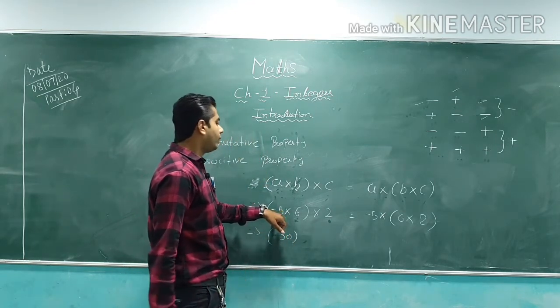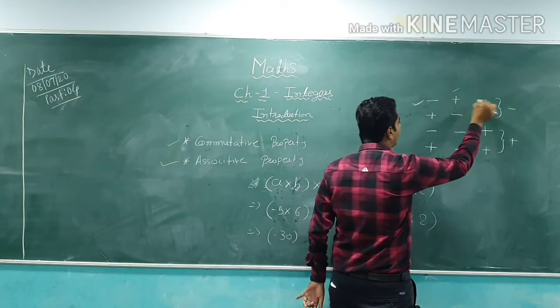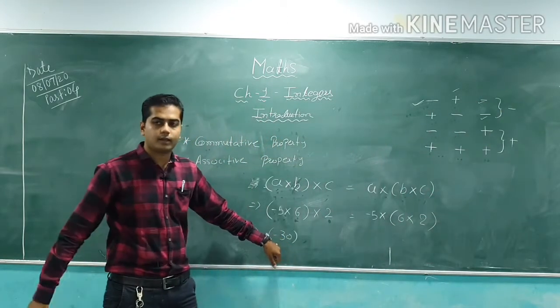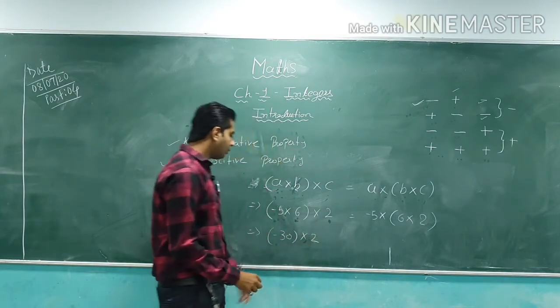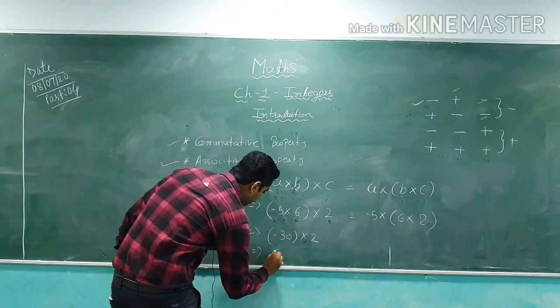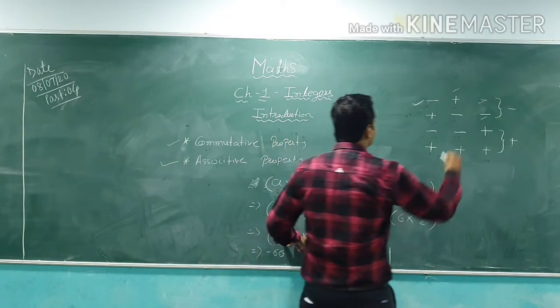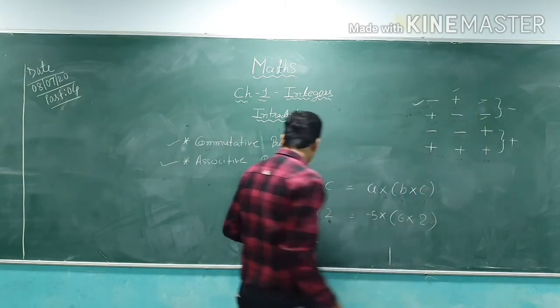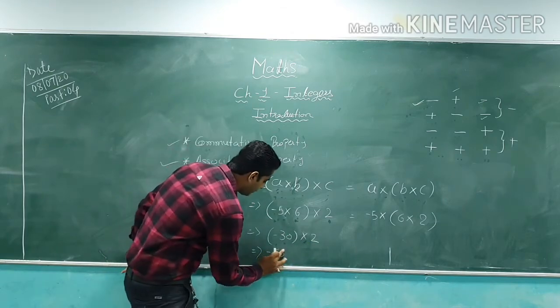Why? Because minus 5 is there, so minus plus, here again follow these rules, minus plus minus, so the answer will be minus 30. Multiply 2, so 30 2s are what? 30 2s are 60, but the sign is again minus 60. Why? Because the sign is minus plus minus, so the answer is minus 60.